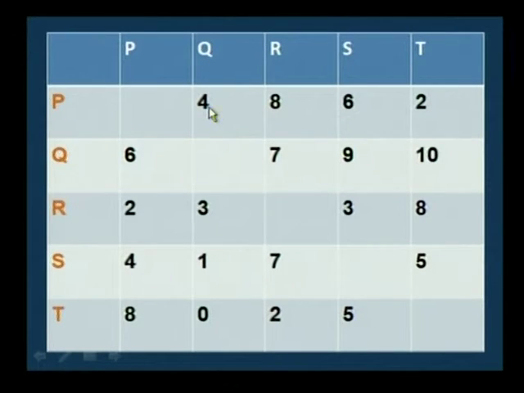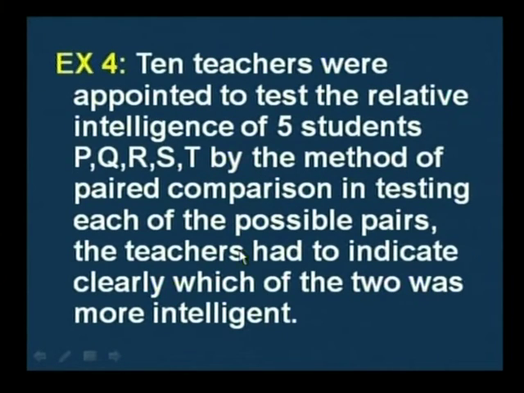That is, if this is 4, it indicates that P has got 4 grade in more than Q. P has got 8 grades more than R. So, this is how you will have to read the table. Quickly I will explain. 10 teachers were appointed to test the relative intelligence of 5 students by the method of paired comparison. In testing each of the possible pairs, the students have to indicate clearly which of the 2 was more intelligent. So, the problem here is to identify which of the 2 were more intelligent.